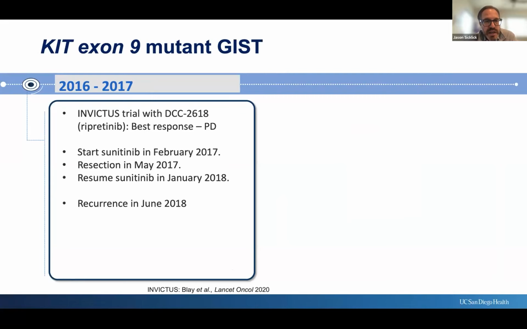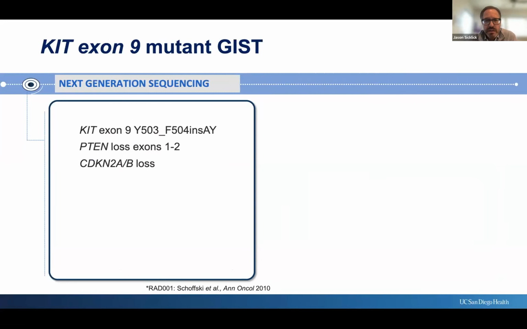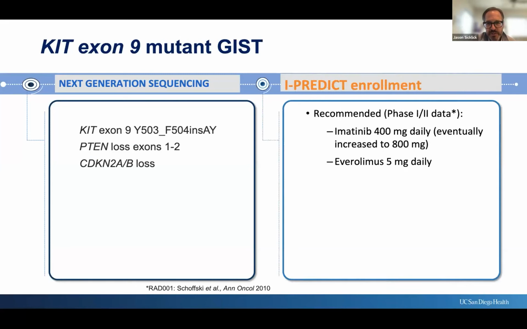He was put on the ripretinib trial, which was ongoing at the time, and then failed that, and went on to be treated with sunitinib, and then had a couple of surgeries and recurrences thereafter. And we saw him at this point. We did sequencing and realized that he had the KIT exon 11 or 9 mutation, as well as mutations in another gene called PTEN, and then the CDKN2AB similar type mutation that we just discussed with the prior patient.